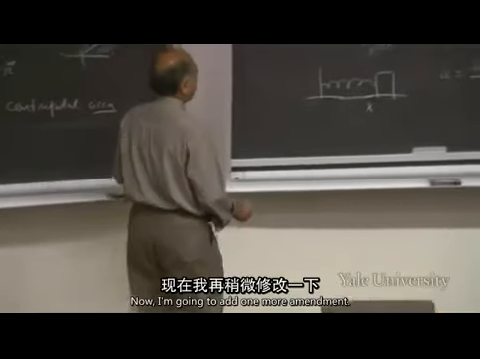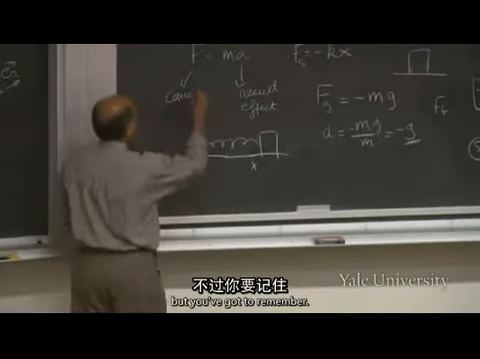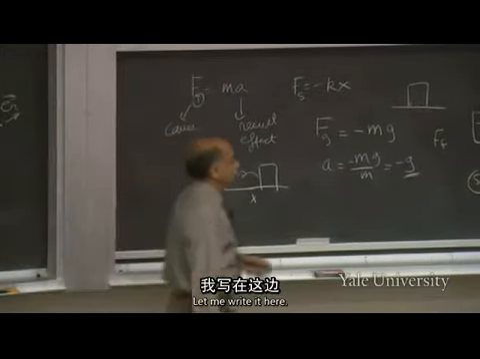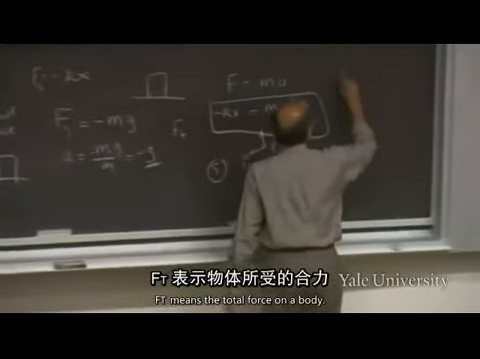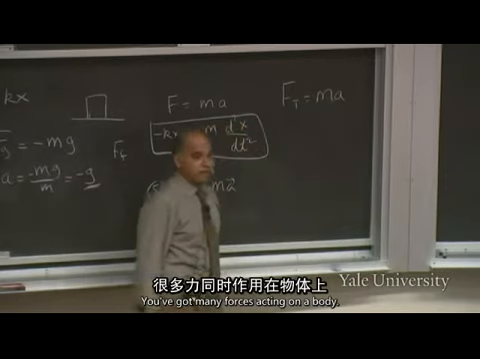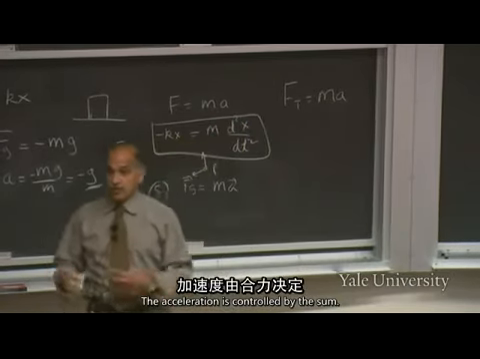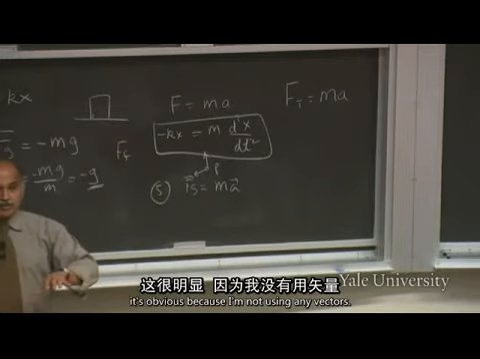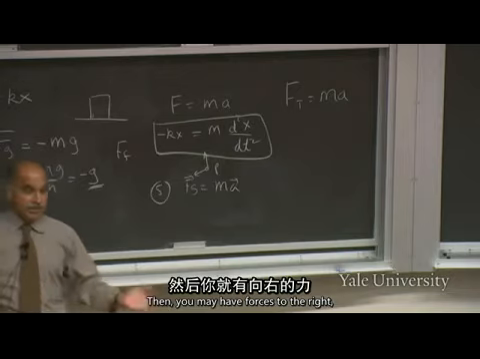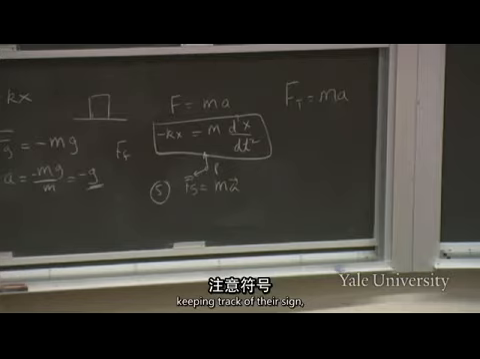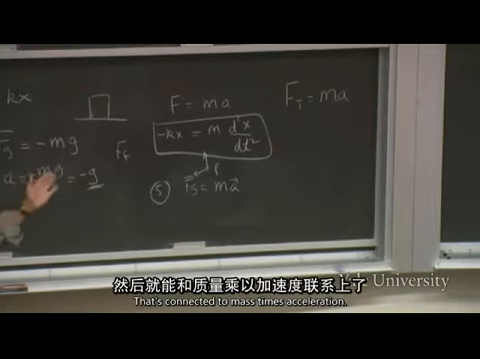Now, I'm going to add one more amendment. You don't have to write it in your notebook, but you've got to remember, maybe you'll put a little T and circle it. Let me write it here. Ft means the total force on a body. If there are many forces acting on a body, the acceleration is controlled by the sum. If I'm now working in one dimension, it's obvious because I'm not using any vectors, then you may have forces to the right, forces to the left, pushing, pulling. You add them all up algebraically, keeping track of their sign, and that's the total force. That's connected to mass times acceleration.